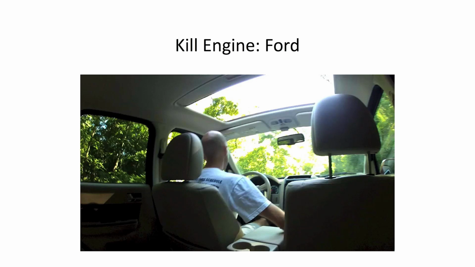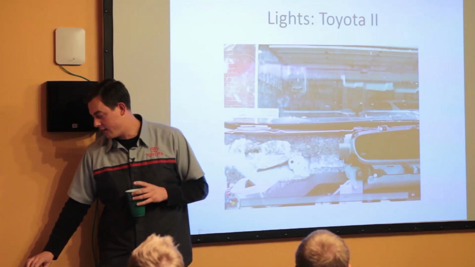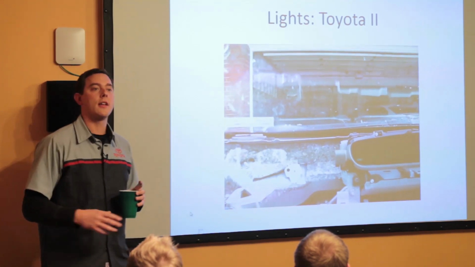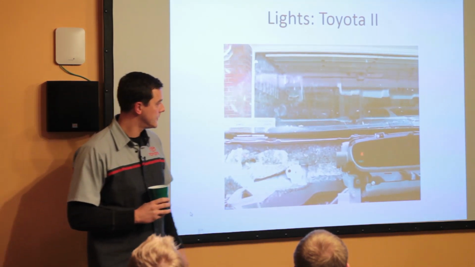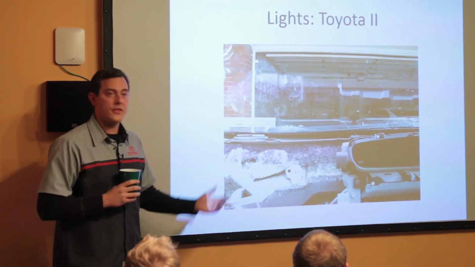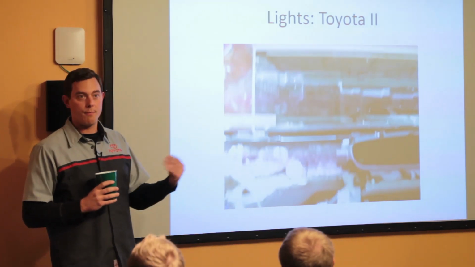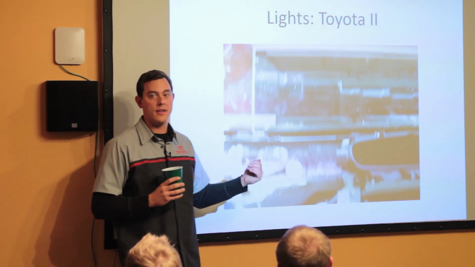What else can you do? I keep my lights on auto all the time just because I'm forgetful. I've ruined a battery just from forgetting to turn my lights off. It's the way it goes. In the Toyota, you can turn the lights on and off with a diagnostic message. In auto mode, we can turn them on, and we can also turn them off. So if it's in auto mode, you can determine when they go on and off. Great test for mechanics to see if the physical bulbs are working without actually taking them out or whatever.